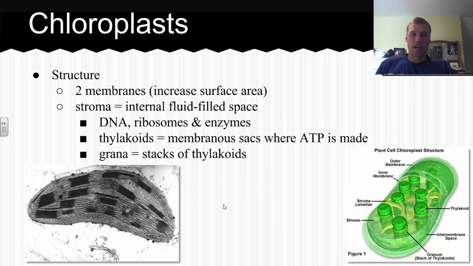Let's look at the structure. It's got, again, two membranes, which increases surface area for the reactions to occur. It's got the stroma, which is an internal fluid-filled space, and that's where the DNA, ribosomes, and enzymes are. Inside that, you've got the thylakoids, which are membranous sacs where the ATP is made. You can see what the thylakoids look like over here. That's going to be the dark. And then the grana are the stacks of thylakoids, each of them stacked on top of one another.